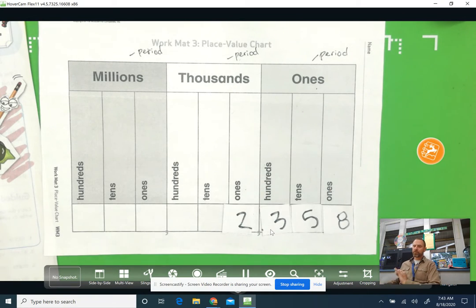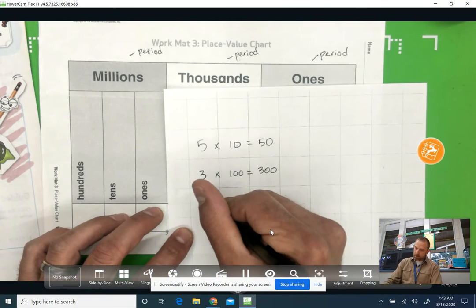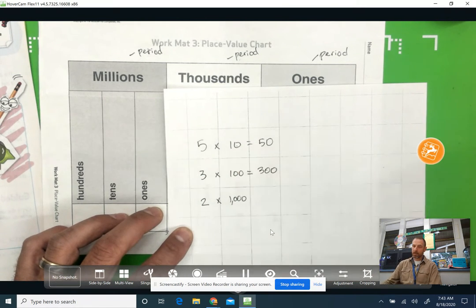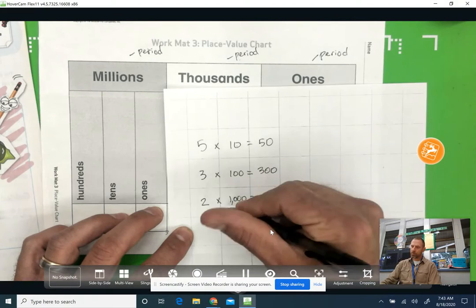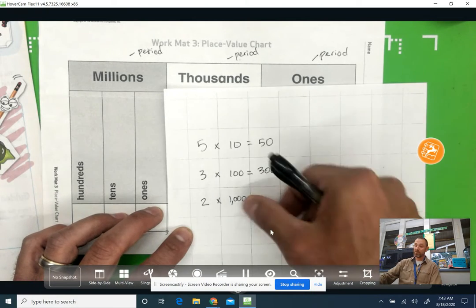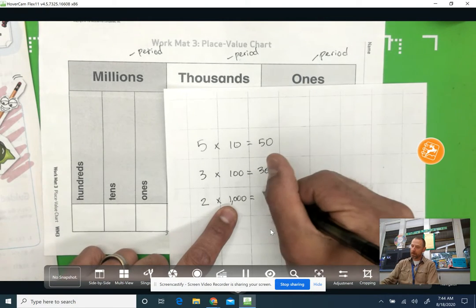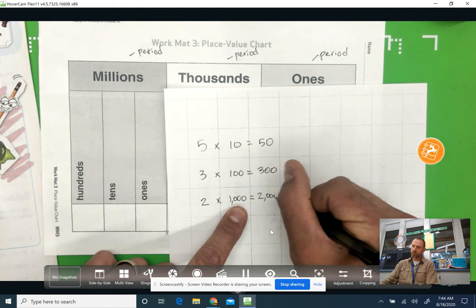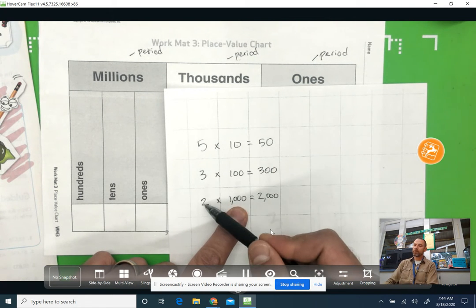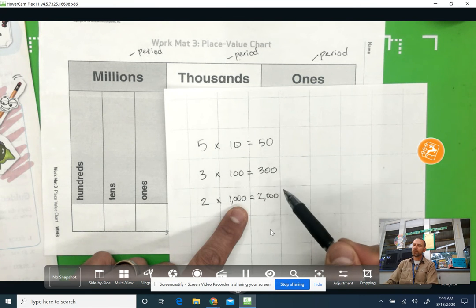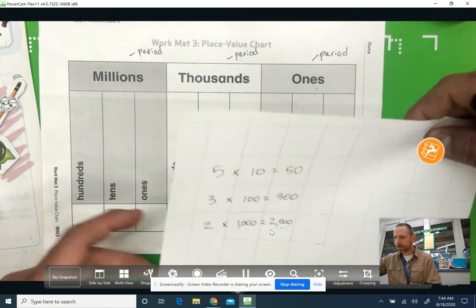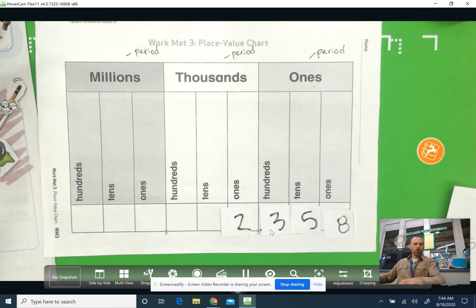We can take that 2, and we know it's in the thousands place, and we can multiply it by 1,000. 2 times 1,000 is the same thing as saying 2 times 1. 2 times 1 is 2, known fact. And don't forget to add your 3 zeros because there's 3 zeros in 1,000. And you now have the value of the 2. Because it's in the thousands place, the value of that 2 is 2,000.